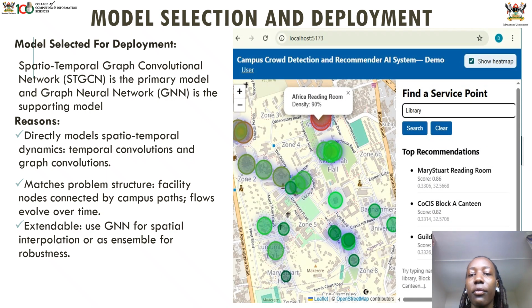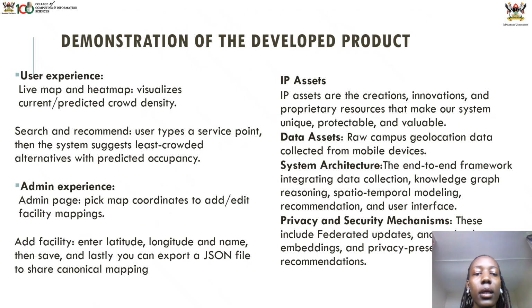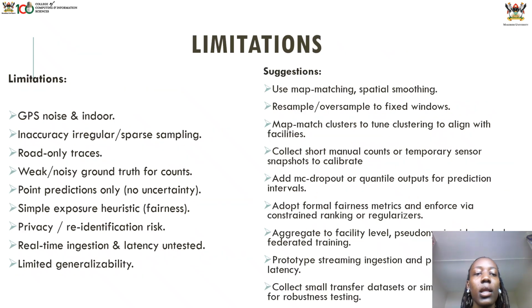So that's how our interface looks like, and for the demo. And then here we have two interfaces. We have the user experience, whereby here the user is able to see heat maps and also predictions of crowds, and then basically the admin can add different facilities and remove some. Then we have the IP assets, which are our data set, the system architecture, privacy and security mechanisms. Then the limitations and also the suggested solutions to these limitations, as you can see.